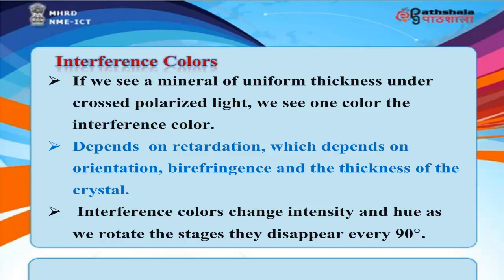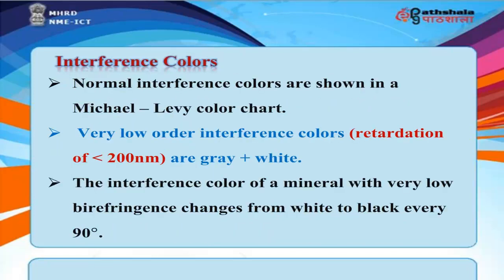If we see a mineral of uniform thickness under crossed polarized light, we see one color, the interference color. It depends on retardation, orientation, birefringence, and the thickness of the crystal. Interference colors change intensity and hue. As we rotate the stage, they disappear every 90 degrees. Normal interference colors are shown in a Michel-Levy color chart.